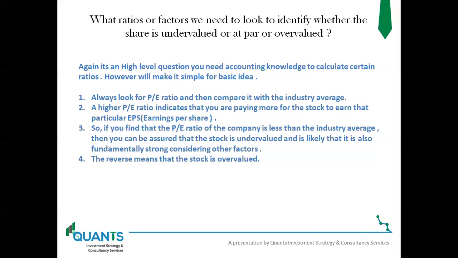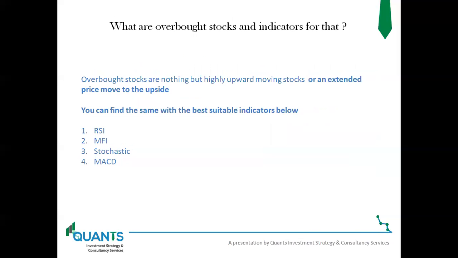considering other factors. The reverse means that the stock is overvalued. If your industry average is 10 and the PE ratio of a stock is 7, then probably that's a good bet. If the industry PE ratio is 10 and your stock PE ratio is 12, then you are paying a higher cost than your industry average, which is called overvalued, right? Okay, then we'll get into the next question.